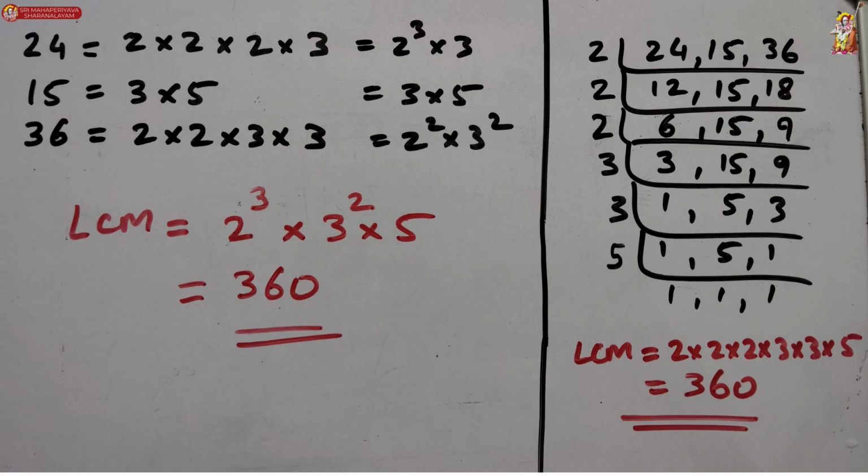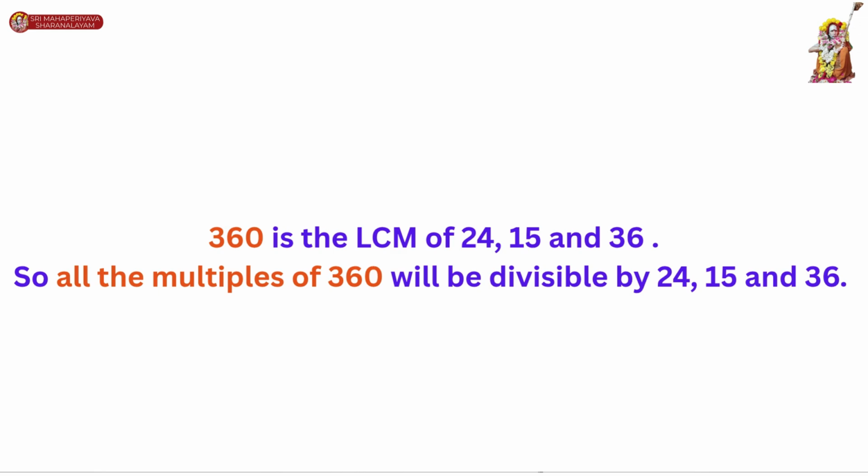Let's find the LCM. So the LCM of 24, 15 and 36 comes to 360. So this is the lowest common multiple of 24, 15 and 36. So all multiples of 360 will be divisible by 24, 15 and 36. But we have to get the greatest 6-digit number that is divisible by the given 3 numbers. So what do we do?